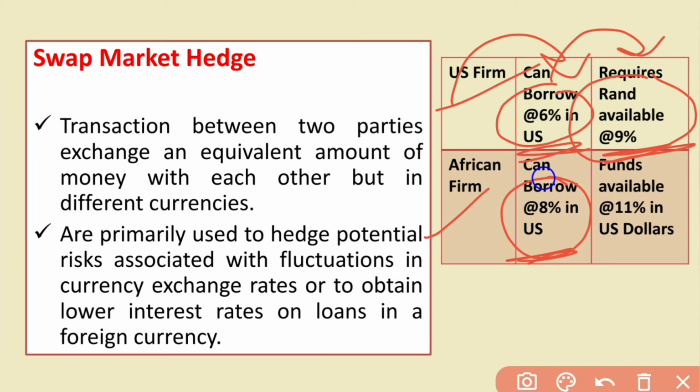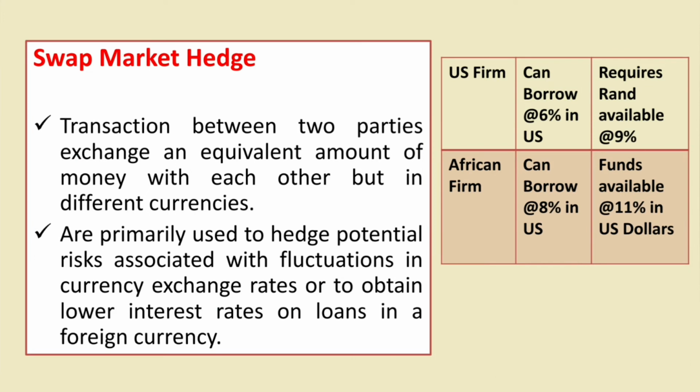Another firm, the African firm, can borrow in US dollars at the rate of 8%. However, it also has an option that is available at the rate of 11% in US dollars. So what they do is that they exchange their rate of interest. They'll have the principal and they will swap the interest rate, so that both of the firms benefit from such a transaction, right?